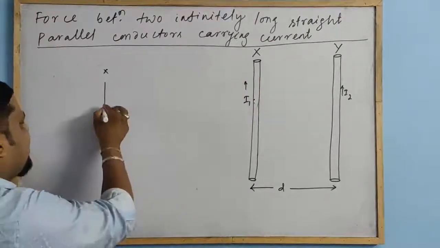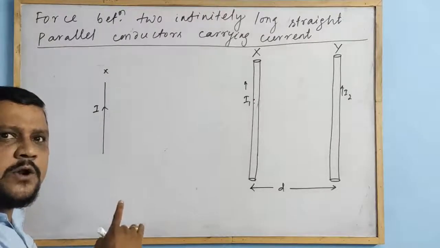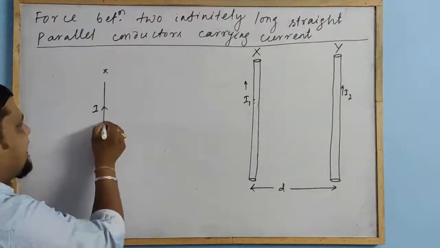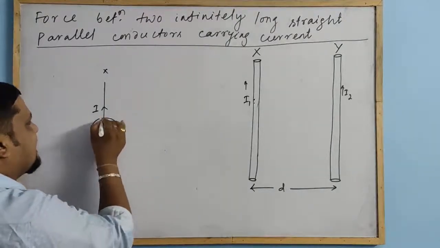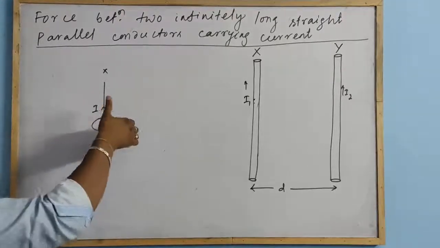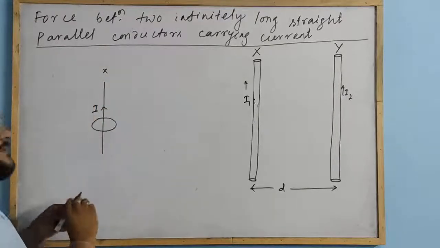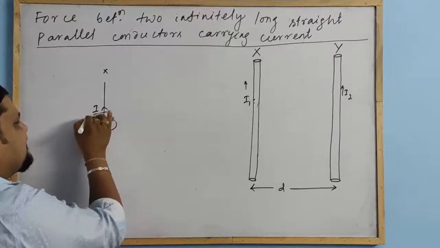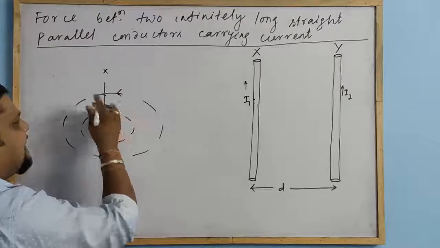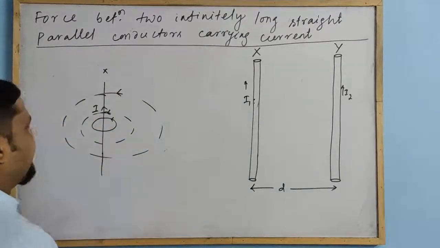When there is an X conductor, it carries a current I. According to Biot-Savart's law, this current carrying conductor will produce a magnetic field around it, like this. What is the direction of this magnetic field? Hold the conductor, the thumb gives the direction of current, and the fingers give the direction of the magnetic field. So it will produce a magnetic field around it like this. These are the magnetic field concentric rings, or field lines, and this is the conductor.